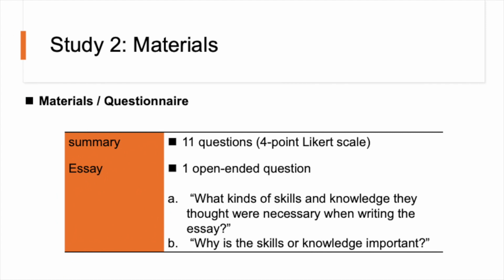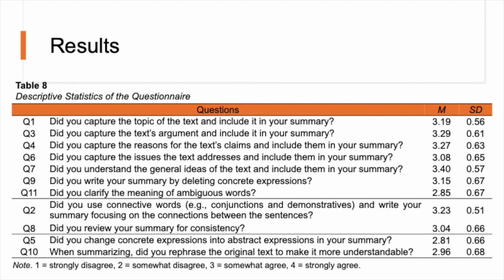It contained 11 4-point Likert scale questions on the summary task and one open-ended question asking the students about the skills and knowledge required to write an essay. The questions are shown in the slide. Moving on to the results. Table 8 describes the results of the questionnaire regarding the summary task. 7 items are about clarification, 2 items relate to consistency, and the last 2 ask about generalization. The average score of each item ranges from 2.81 to 3.40, which is relatively high.